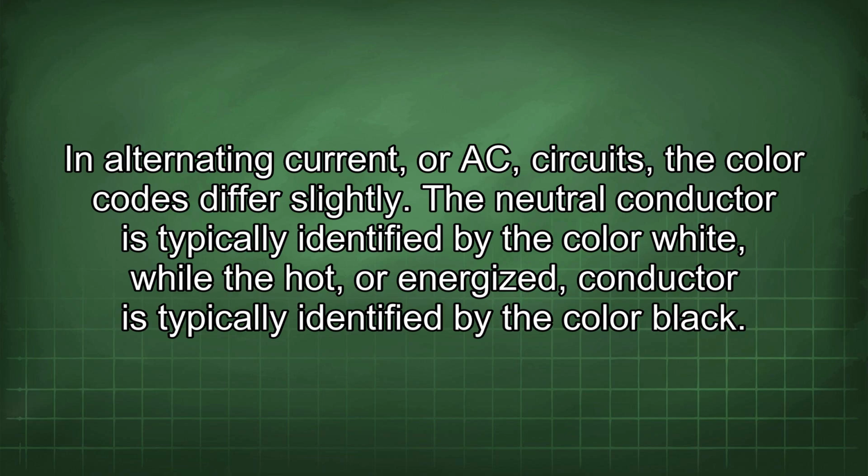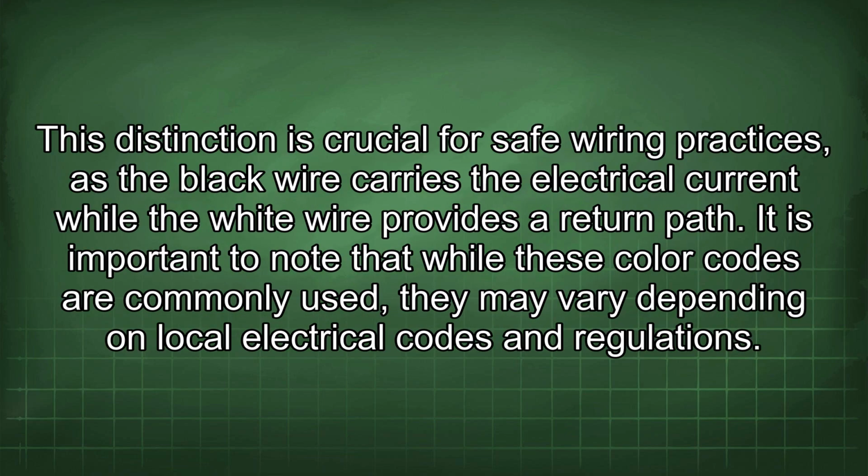In alternating current, or AC, circuits, the color codes differ slightly. The neutral conductor is typically identified by the color white, while the hot, or energized, conductor is typically identified by the color black. This distinction is crucial for safe wiring practices, as the black wire carries the electrical current while the white wire provides a return path.